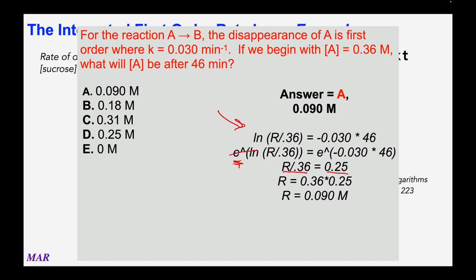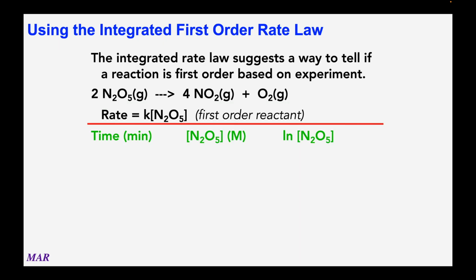If you can do this problem and the last problem, you've got the natural log thing down. All right. It's nice to know how to do an anti-natural log. That's the e to the x. That allows you to get rid of those logarithms when we don't need them in problems like this. So there's lots of use for this integrated first order rate law.